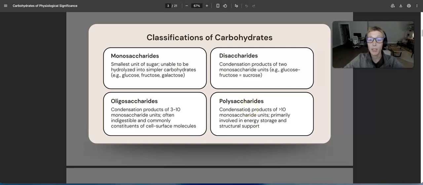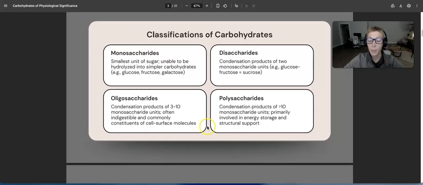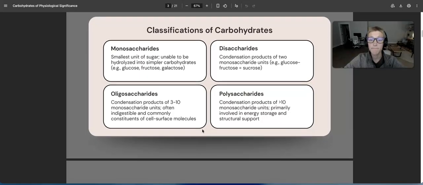Oligosaccharides are the condensation products of 3 to 10 monosaccharide units. They're often indigestible and are commonly constituents of cell surface molecules that engage in cell-to-cell communication. Polysaccharides are condensation products of 10 or more monosaccharide units and are primarily concerned with energy storage as well as structural support.